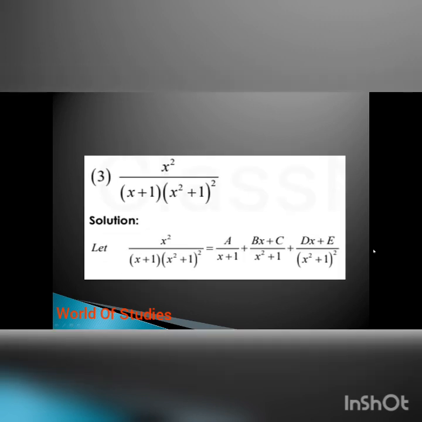Now come to the next question: x² divided by (x + 1)(x² + 1)². Again, this is a proper fraction with a denominator which has a repeated irreducible quadratic factor. It can be written as A over (x + 1) plus (Bx + C) divided by (x² + 1) plus (Dx + E) divided by (x² + 1)².